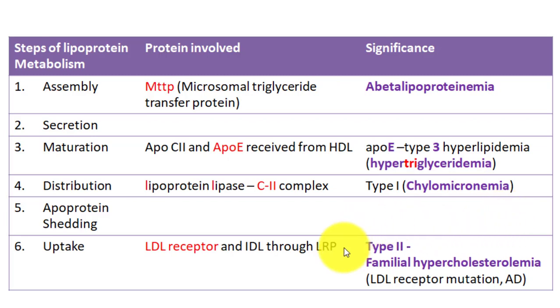Now let's come to the other slide. We'll talk about how this VLDL gets metabolized, how this VLDL is assembled, how this VLDL is secreted, and then maturation happens, then distribution, then apoprotein shedding, then uptake. This whole process we will understand through the picture.